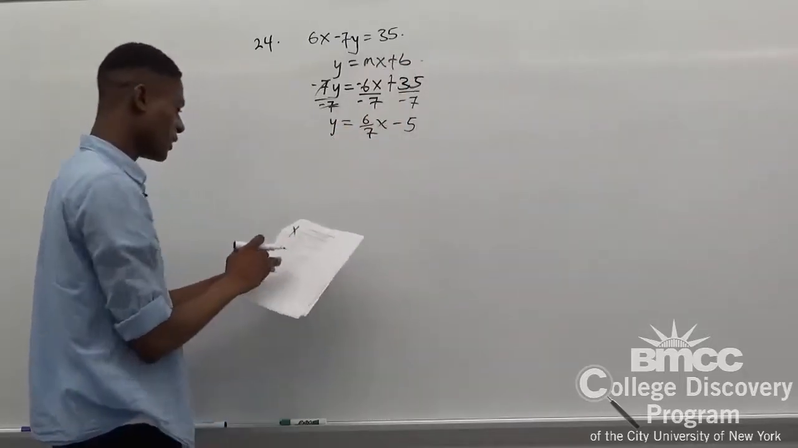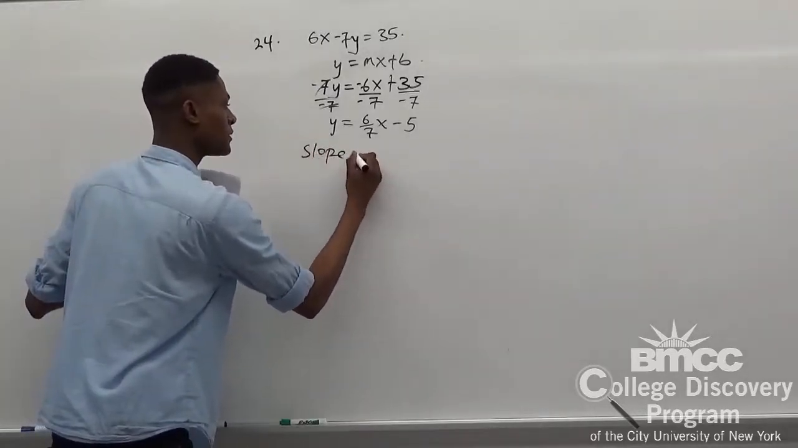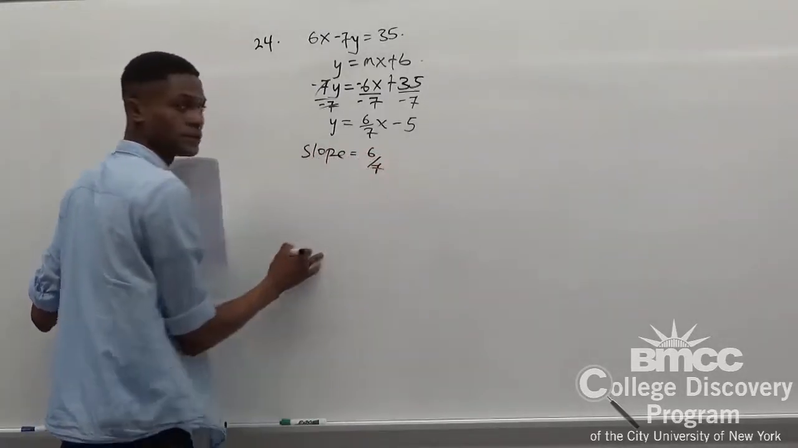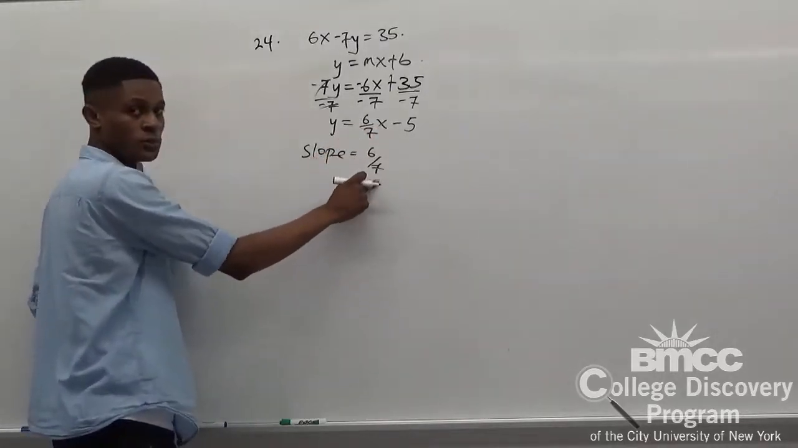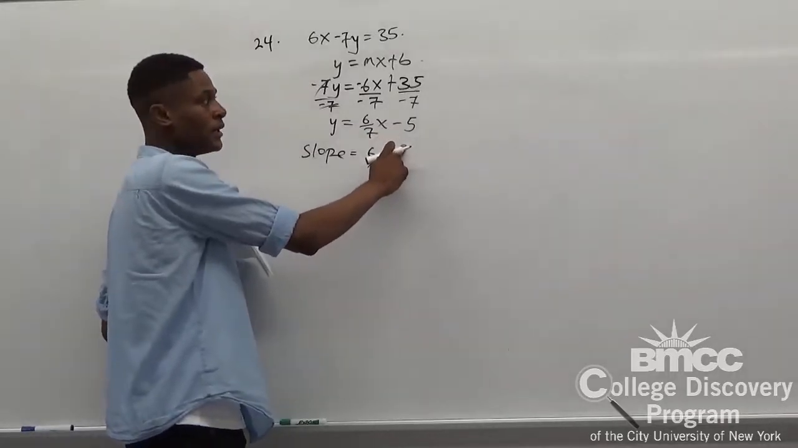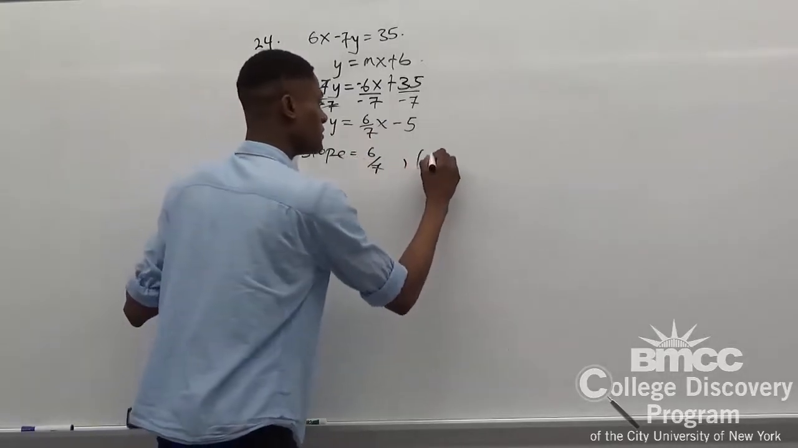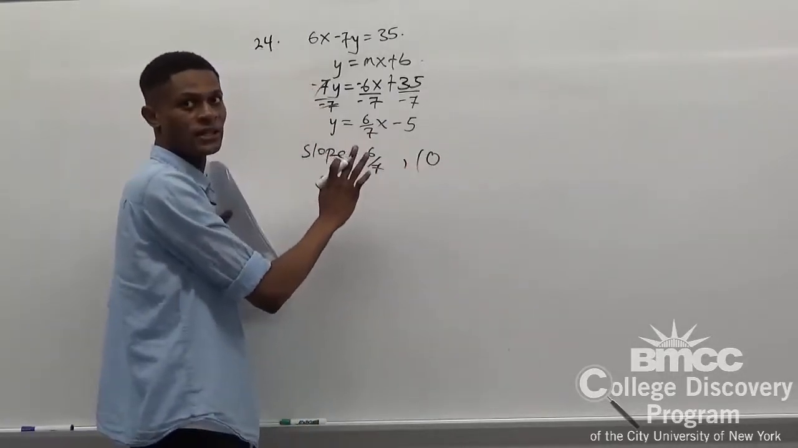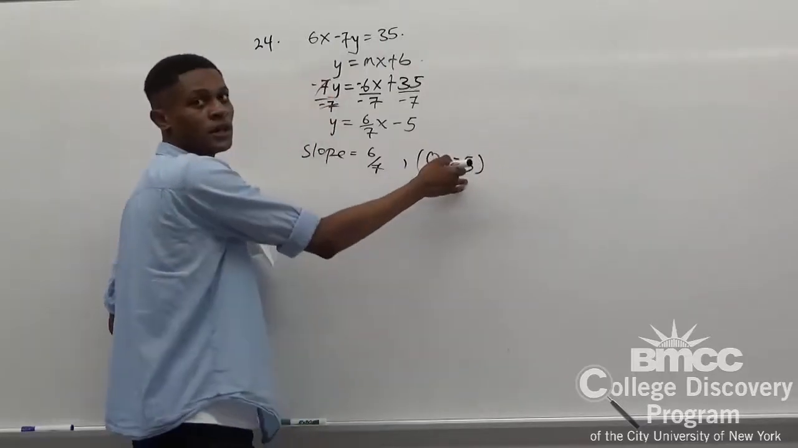So now to write it down, our slope equals 6 over 7. That's the x value. So that makes our slope 6 over 7. And our y-intercept has to be written in parentheses. That goes 0 because we don't have the x value, and negative 5 as our y-intercept.